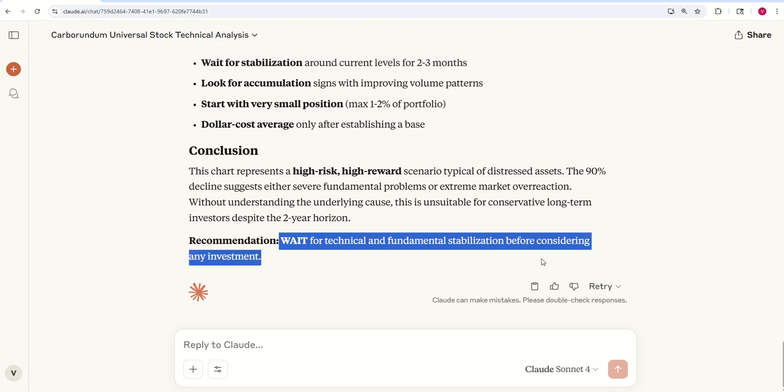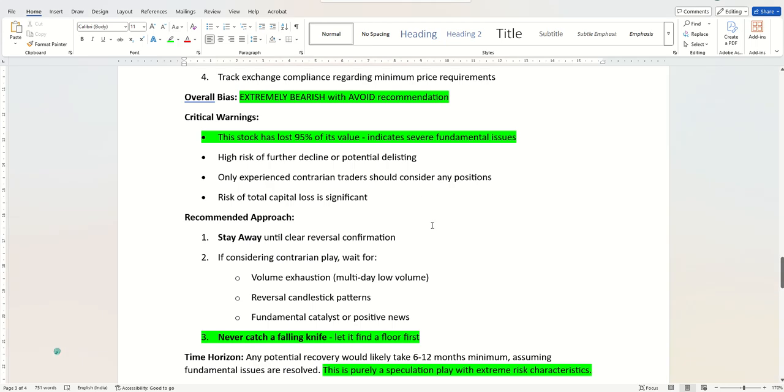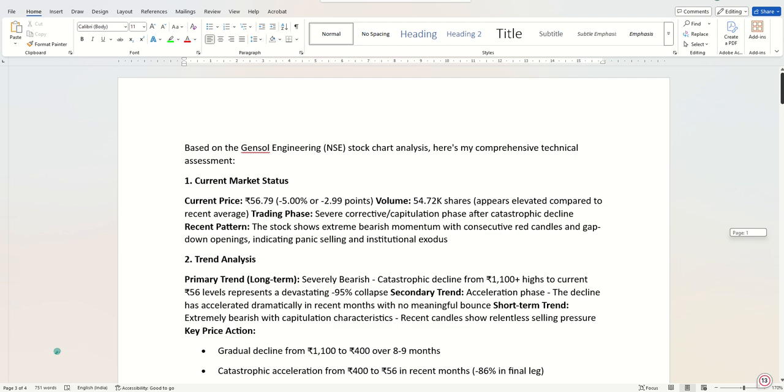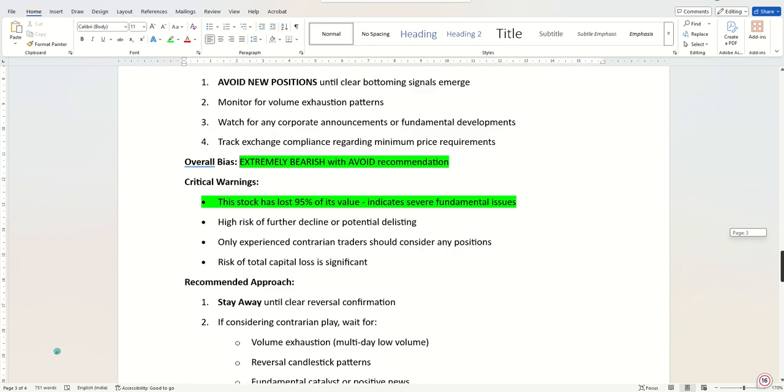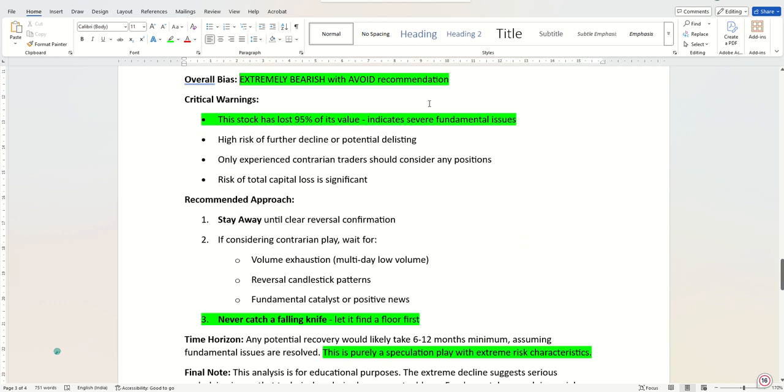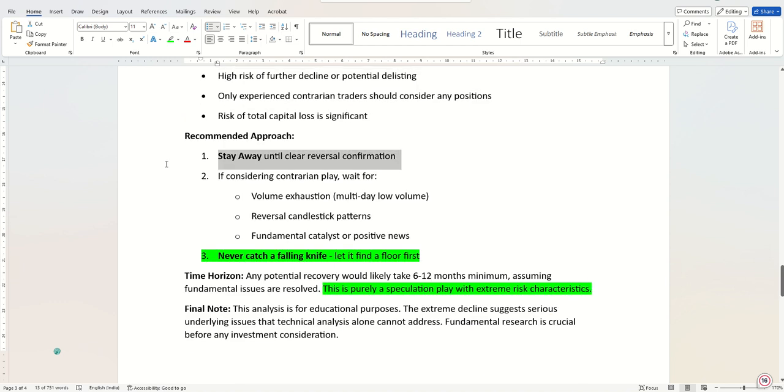I just want to close with one thing which I missed showing in my previous video on Gensol Engineering. In the previous video we conducted an exhaustive analysis, but I missed showing these points to you. It was very clearly telling that it's extremely bearish and to avoid. The stock has lost 95% of its value, and this indicates severe fundamental issues. So though you are not a fundamental analyst, just by giving the chart, it is able to tell that there is some fundamental issue. Stay away until clear reversal confirmation and never catch a falling knife. And this is purely a speculation play with extreme risk characteristics.